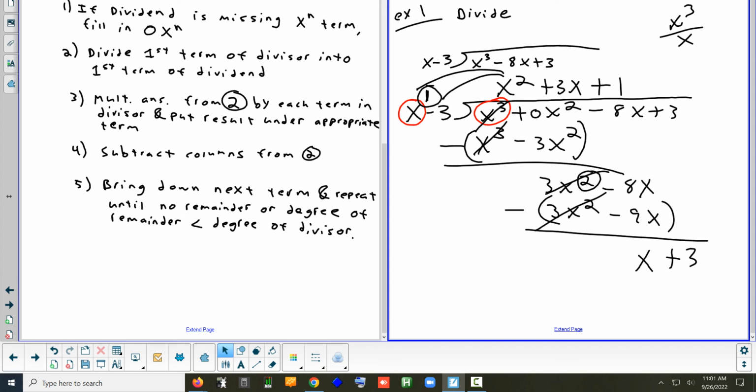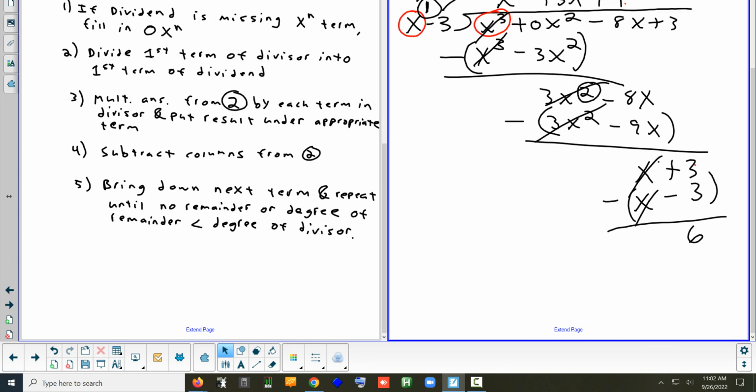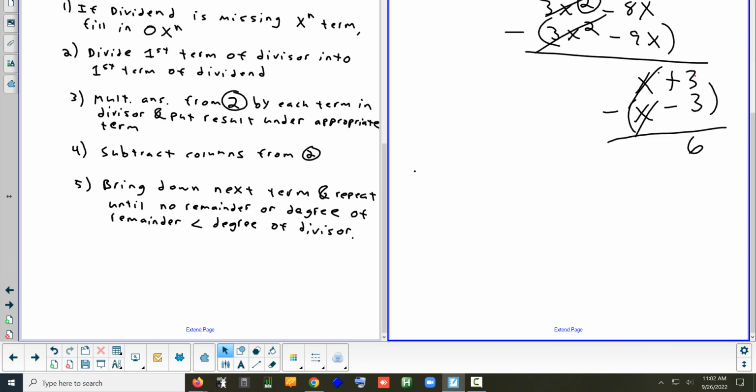If that's all you wanted to know, you're done. There's your quotient. Let's finish it off to get our remainder. So multiply 1 back out. What's 1 times x? 1 times negative 3. And you might think, ooh, plus 3 minus 3, remainder 0. That's great. But be careful, you're subtracting. X minus x is gone. What's 3 minus minus 3? 6. That's my remainder. So a couple ways you can write your answer.